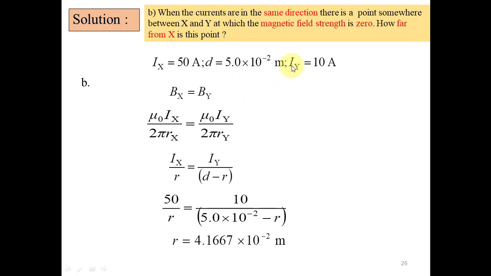So we substitute with the values that we have, and we get R equals 4.1667 times 10 to the power of negative 2 meter. That's all for 4.2. See you then on 4.3.